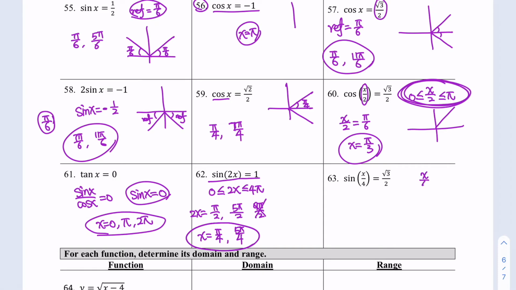So x over 4 will be from 0 to pi over 2. Now x over 4 should be pi over 3. So x equals 4 pi over 3. Because of this condition, we only have one solution here.